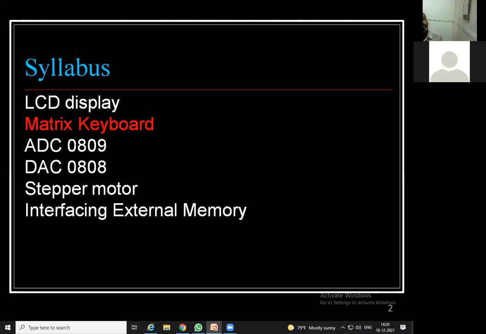Today we are going to focus on the remaining points from unit number 4, that is the matrix keyboard. So what is this matrix keyboard? When I show it, you will come to know. As I told you, ADC, DAC, and stepper motor, I hope all of you have studied them. Today we are going to try to complete this, and then we will go for the next unit.